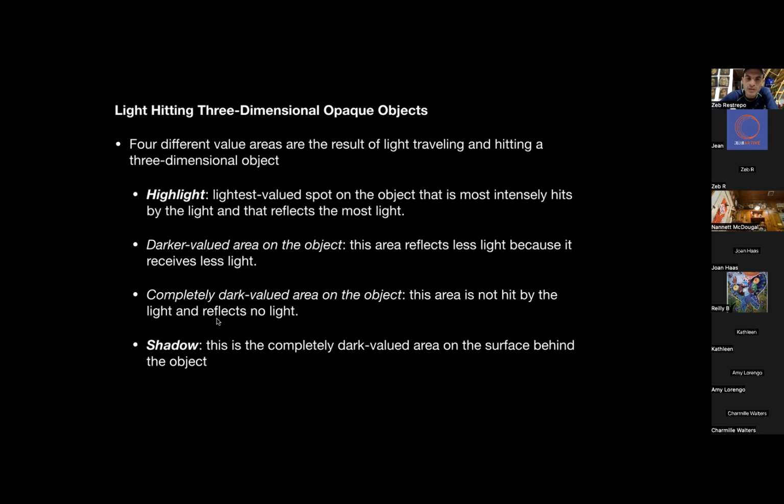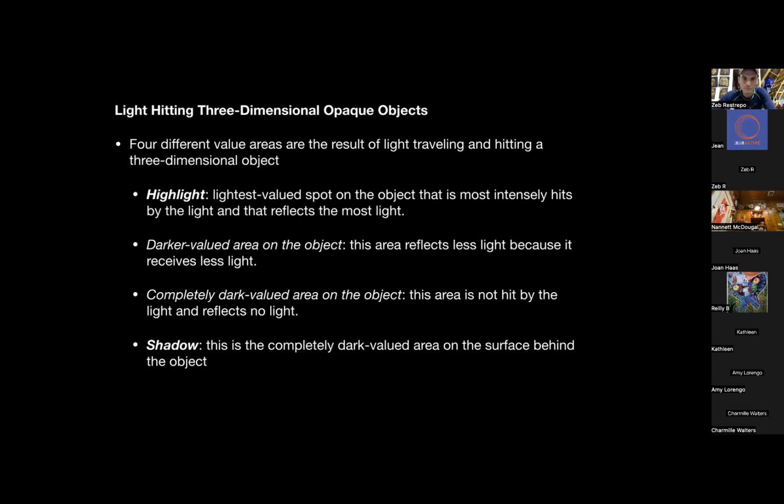And I'll show you examples specifically in painting, how artists use this relationship to their advantage, not only for relative values, but also to create a three-dimensional space on a flat surface. And then lastly, we have shadows. This is completely the dark valued area on the surface behind the object.